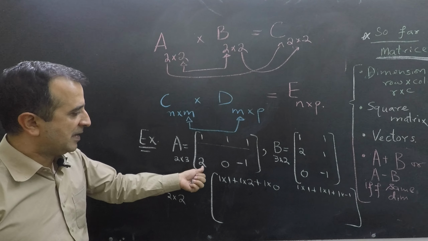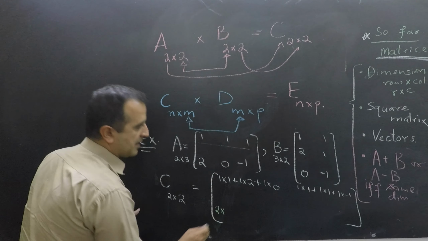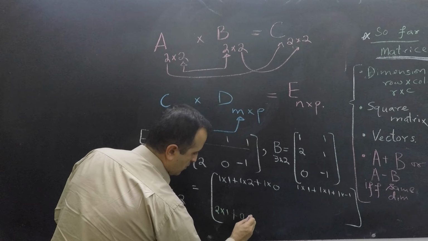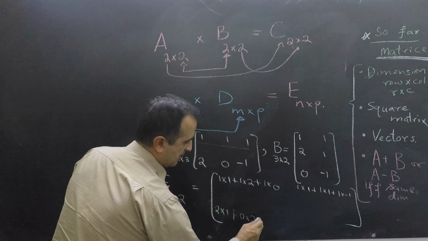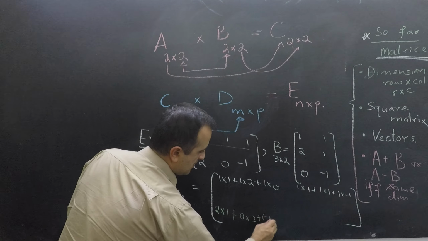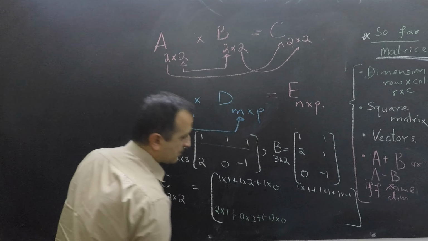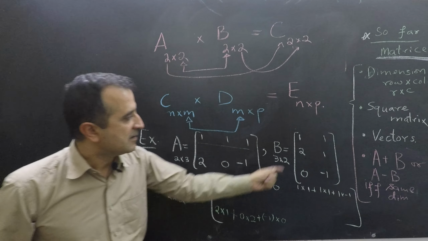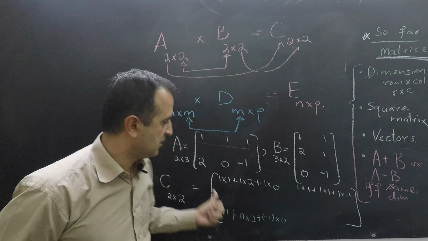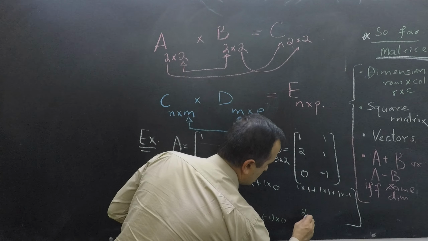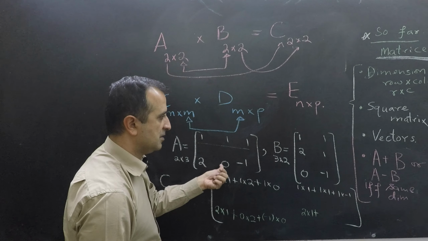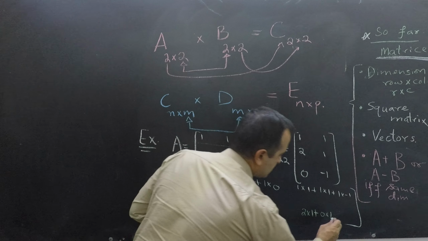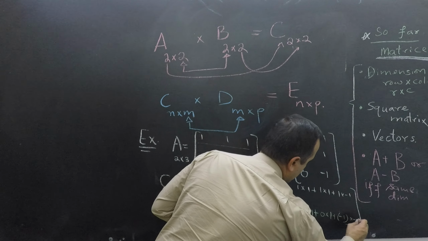So now we multiply 2 by 1, 0 by 2, and minus 1 by 0. And similarly, we have to multiply the second row of the first matrix with the second column of the second matrix. So we have 2 times 1 plus 0 times 1 plus minus 1 times minus 1.